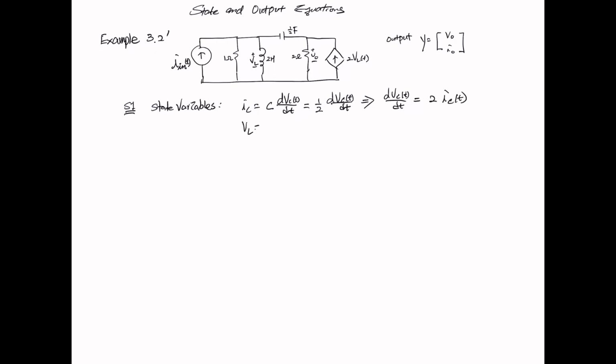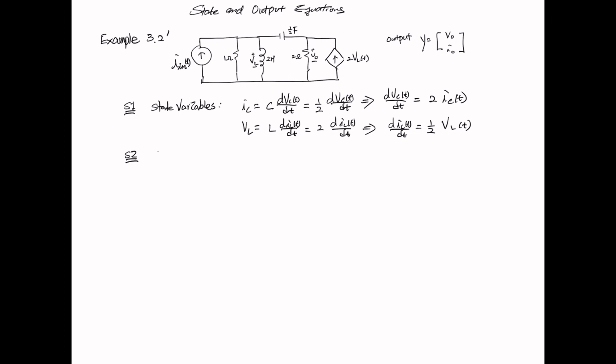The second one is V_L equals L dI_L over dt, and we have L as 2, so dI_L(t) over dt. From here, dI_L(t) over dt equals 1 over 2 V_L(t). That's step number 1. And then step number 2, write out the matrix form.